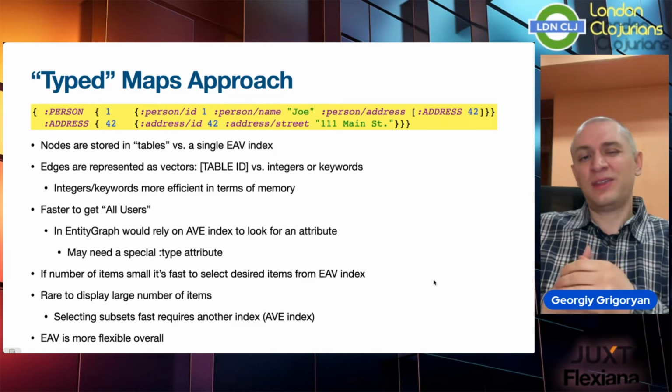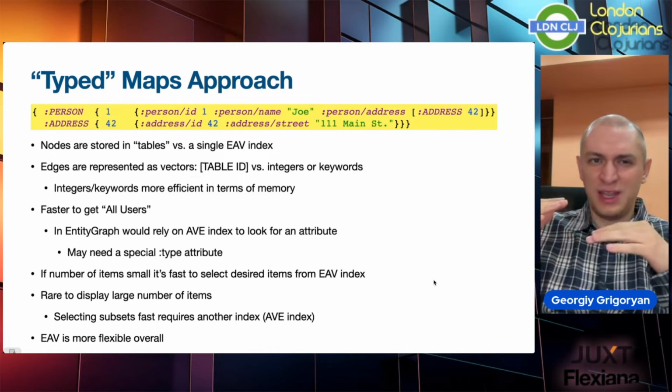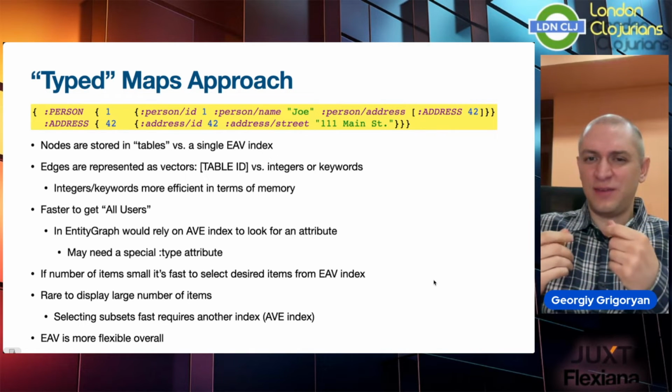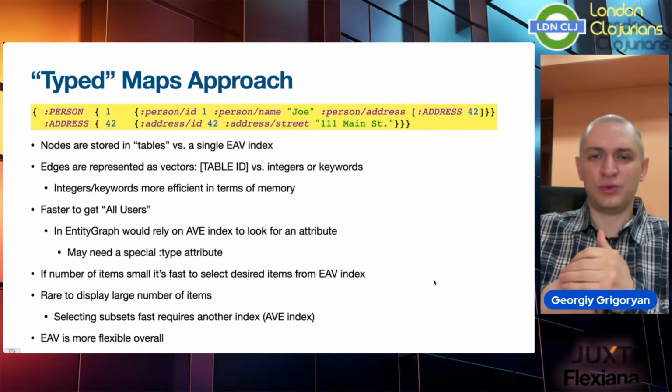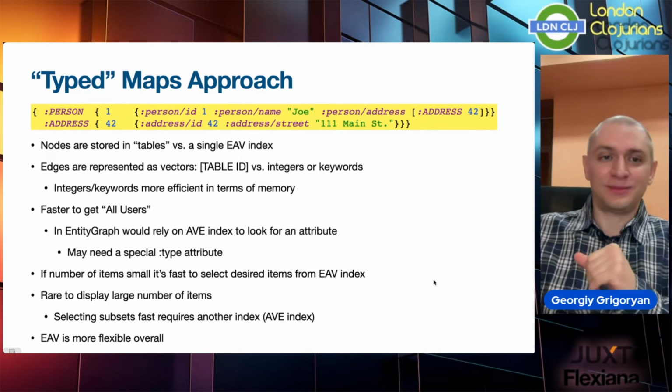And so I felt that the EAV index, just having one index, no type maps, no tables, quote unquote, was a bit more flexible. It just felt nicer to me, especially having used Datomic before. So I went with that.